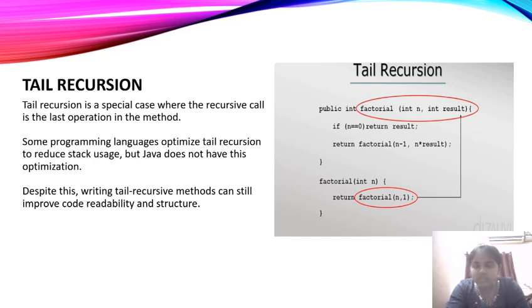So in this, n and result: if n is equal to 0, return result. So return factorial(n minus 1, n times result). So factorial(n) returns factorial(n, 1).